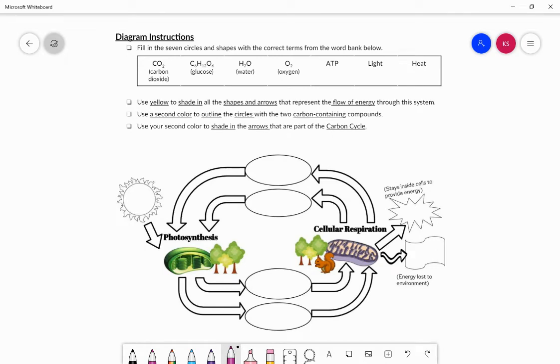Hi everybody, we're going to work through this diagram together. So go ahead and find this diagram and you will need a yellow colored pencil or crayon. You'll need a second color of some kind as well as a pencil.